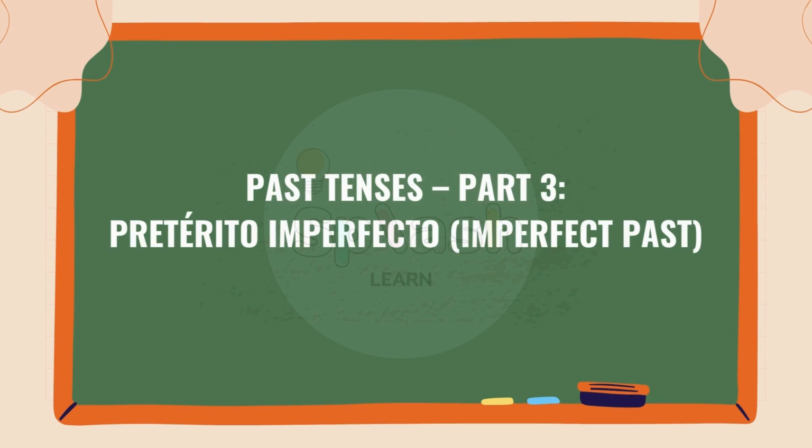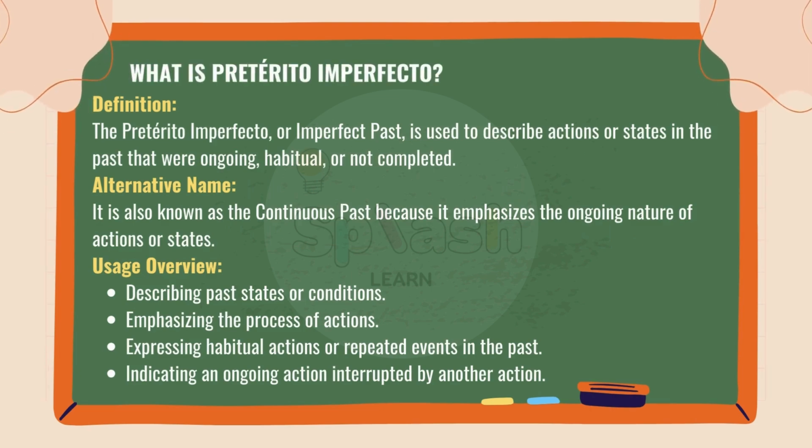Today, we're going to explore the Pretérito Imperfecto, also known as the imperfect past tense, in Spanish. This tense is essential for describing ongoing, habitual, or incomplete actions in the past. By the end of this lesson, you will have a clear understanding of how to conjugate regular -ar, -er, and -ir verbs in the Pretérito Imperfecto. You'll also learn when to use this tense and see examples of it in context. Let's get started.